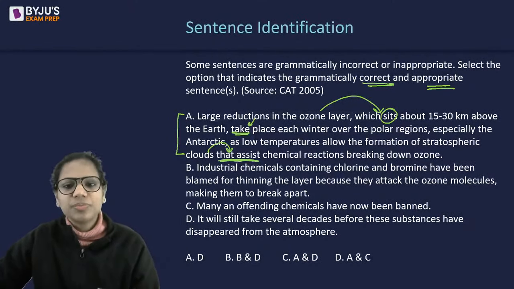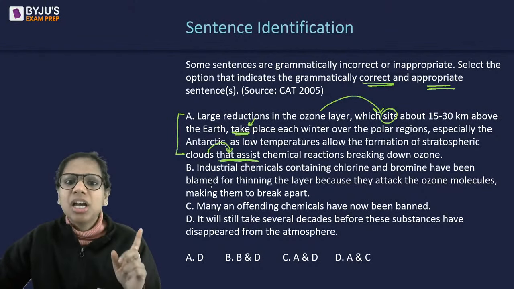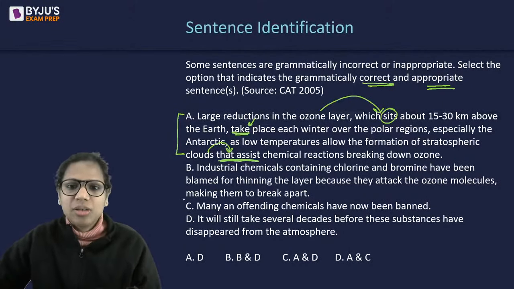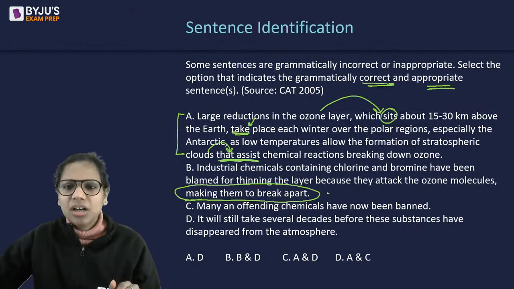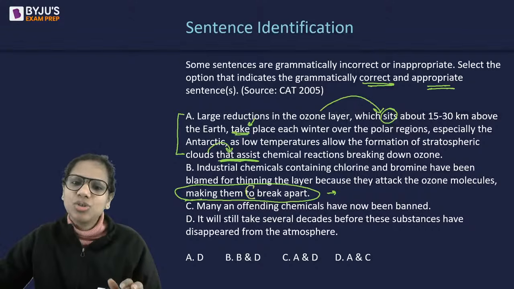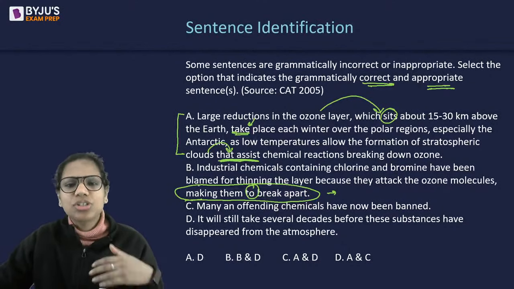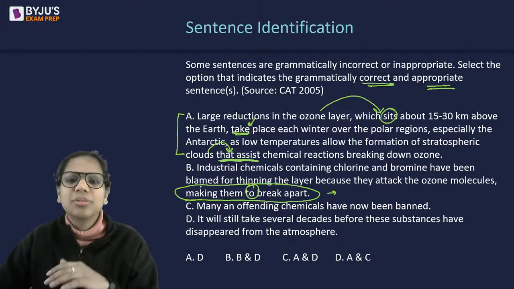B. Industrial chemicals containing chlorine and bromine have been blamed for thinning the layer because they attack the ozone molecules, making them to break apart. Making them to break apart. Something seems wrong here. Either I should say causing them to break apart. That makes sense. Or making them break apart. This too seems redundant here. Making them break apart is enough. Making them to break apart becomes wrong. In case I want to, then I should say cause them to do something. So causing them to break apart.